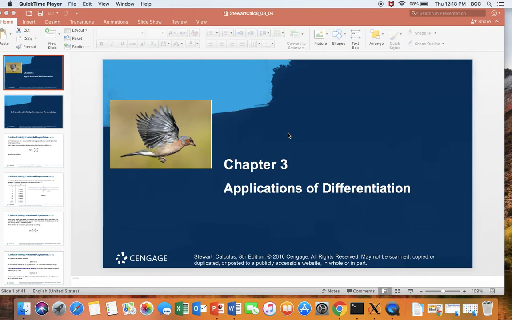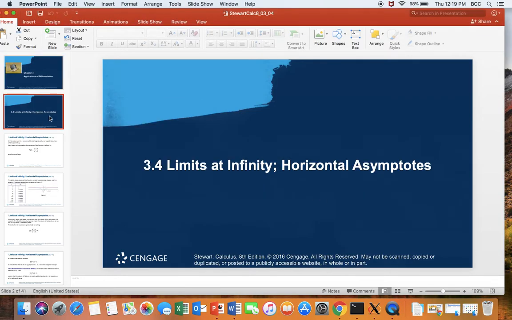Welcome to Chapter 3, Section 3.4. Chapter 3 is about applications of differentiation. Section 3.4 is limits at infinity. Limits at infinity get you horizontal asymptotes. Let's see with an example.